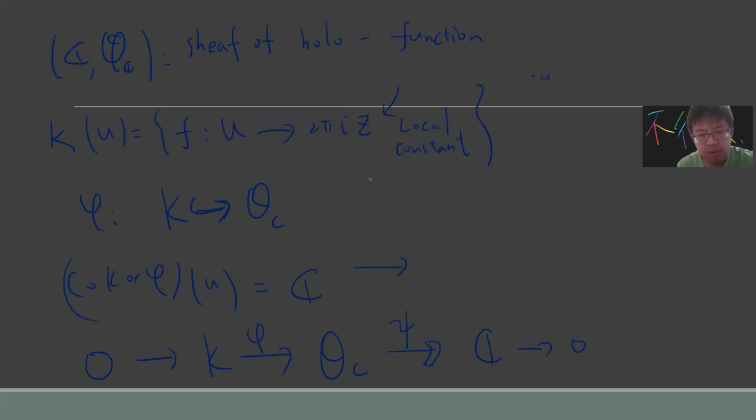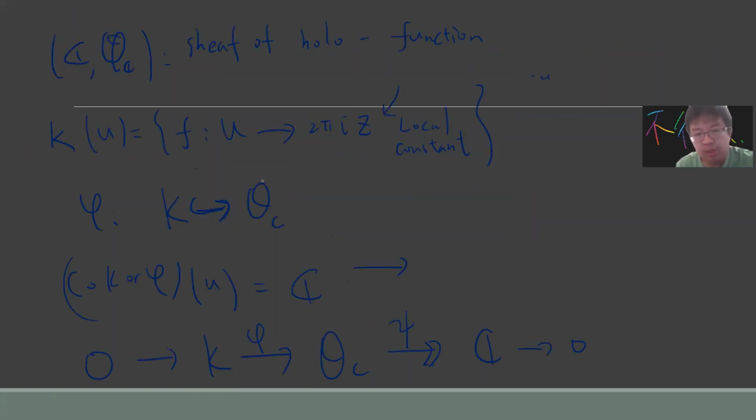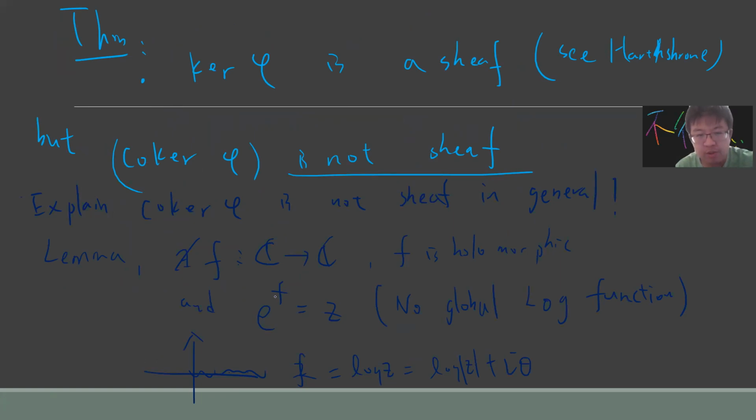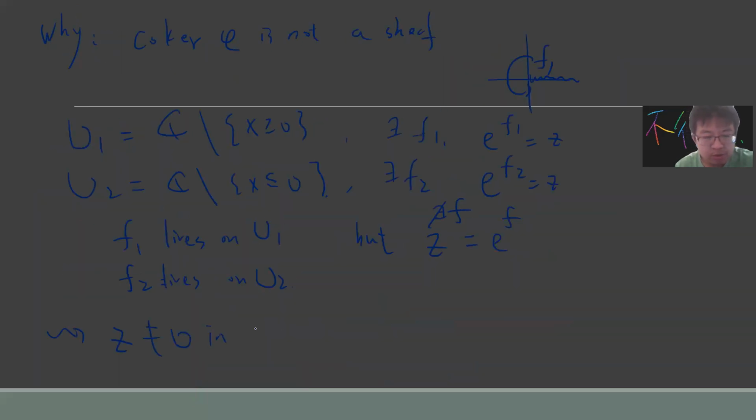Because this cokernel means that basically it's just this guy modulo this guy, right? So if there's a global function f such that exponential of f is equal to z, that means that z is 0 in the cokernel. Okay, so z is non-zero in the cokernel. But f1 and f2 are zeros in the cokernel, because they are well defined.